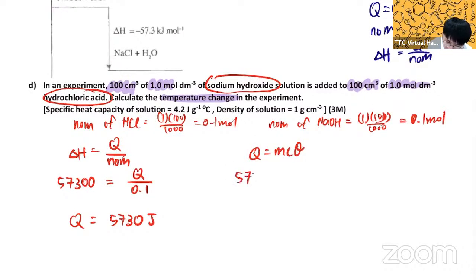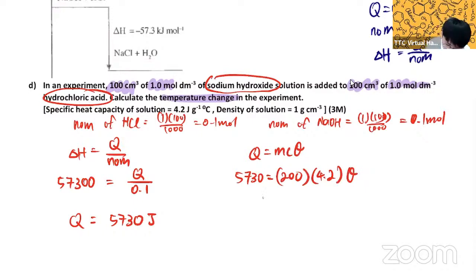So Q is 5,730. What is mass, guys? Mass is actually equal to volume. Why? Because density is equal to 1. If you all forgot, technically in chemistry, just use your volume, assume it as mass. Okay, because density equals 1 means your mass equals volume. So do I use 100, guys, as your m? You are pouring two different solutions together. Total volume is 100 plus 100. So it should be 200 here. And the c is given by the question. So find theta.